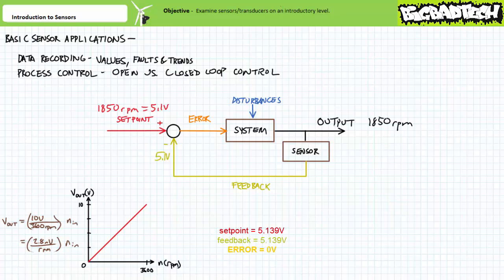Assuming the high-speed shaft really is at 1850 RPM, both the set point and feedback are at 5.1 volts, and the differential or error between them is 0 volts. No error signal is sent to the controller, and no adjustment to the wind turbine is warranted because rotational speed is exactly where we want it.